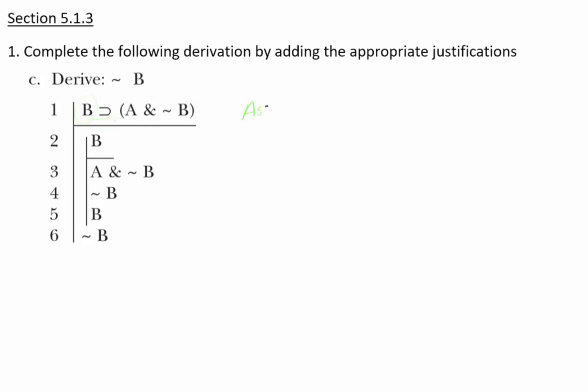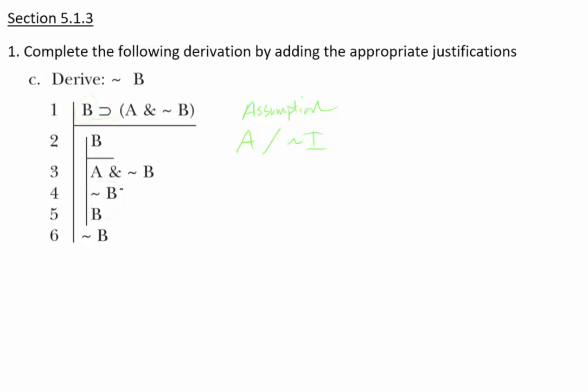So the very first line is an assumption, of course. Then we are assuming B. Now, we are assuming B with the intention of introducing a negation, because we're going to find a contradiction. So if we introduce B as an assumption and we're able to show something contradictory, then we get not B by negation introduction. So that's what's going on here. This is an assumption for the purpose of negation introduction.